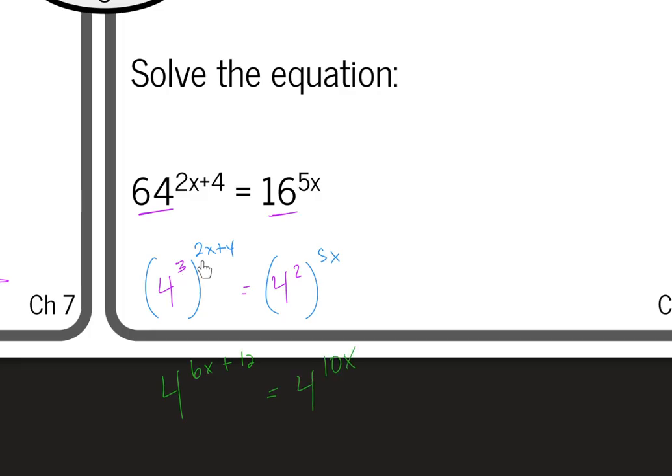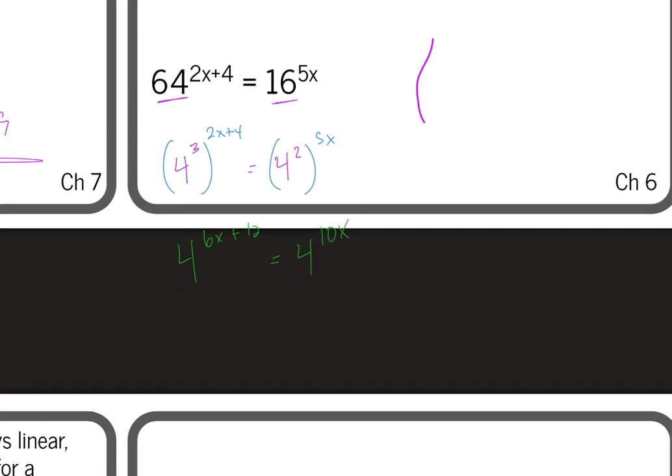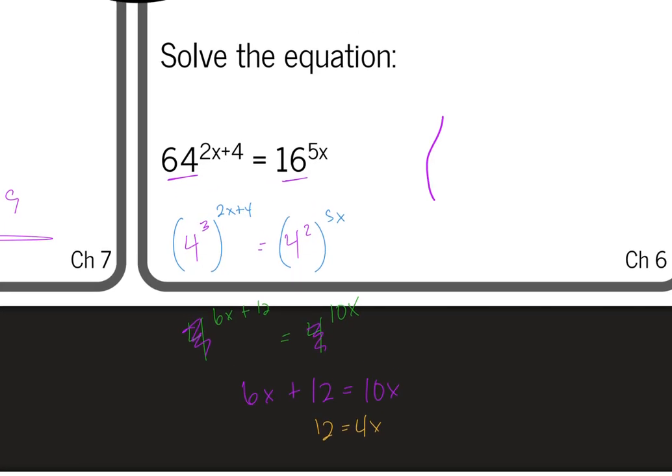So yeah, 3 times 2x, 6x, 3 times 4, 12, 2 times 5x, 10x. And now you basically ignore the bases, because the only way these can actually be equal to each other is if the exponents are equal to each other. So you do that and you get that x equals 3.